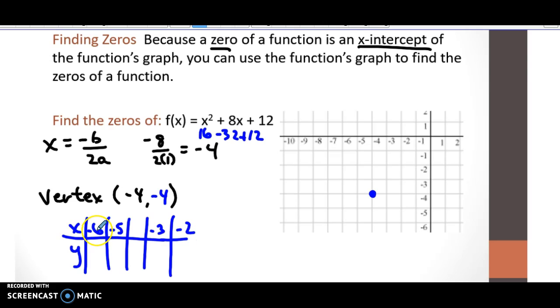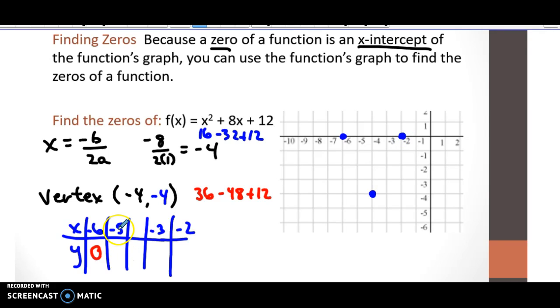So if I substitute negative 6 in here, negative 6 squared is 36, and 8 times negative 6 is negative 48. So I get 36 minus 48, which is negative 12, and then I add 12, and that gets me back to 0. So it looks like we have found a root, negative 6, 0. So I would expect that my other root should be right here, but we'll check it in our table.